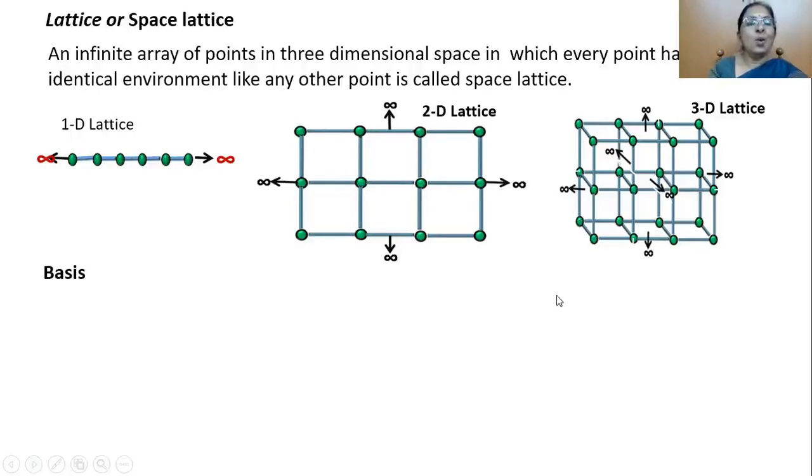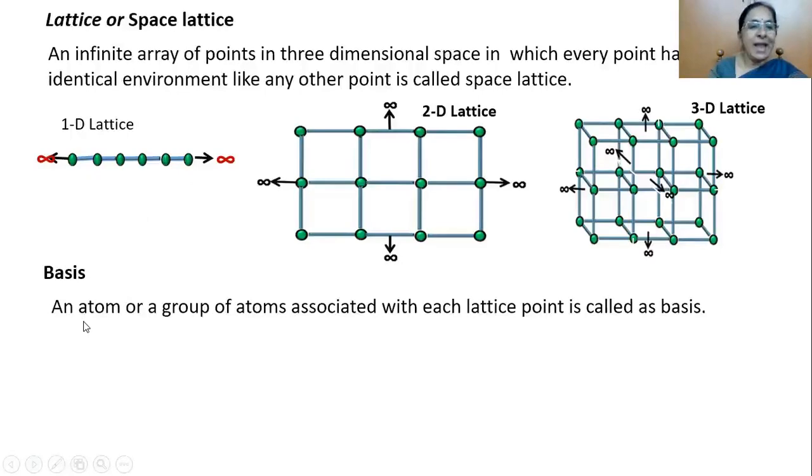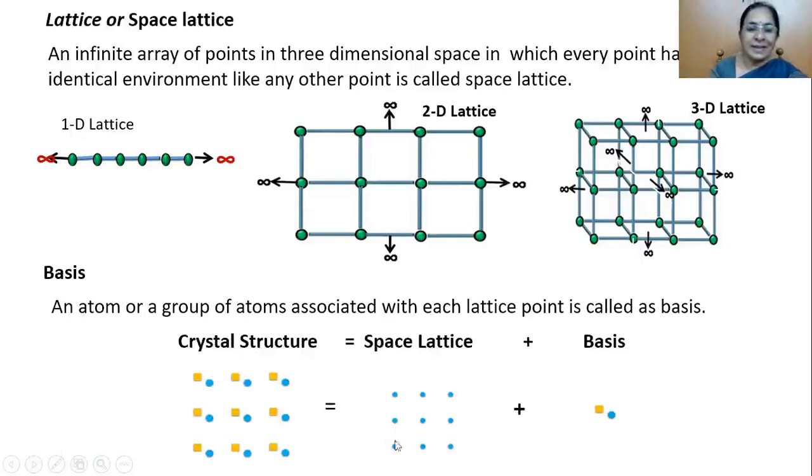Now, let us see what is called basis. So, lattice is an arrangement of points. Now, what is basis? An atom or group of atoms associated with each lattice point is called the basis. So, if each point is occupied by a single atom or groups of atoms, that atom or the cluster of atoms is called basis. We can represent it like this.